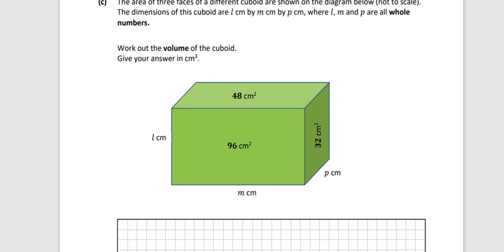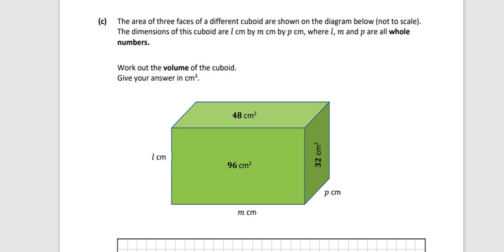Right, the areas then of 3 faces of a different cuboid are shown on the diagram. The dimensions of this cuboid are L, M, and P, and they're all whole numbers. Work out the volume of the cuboid. To get the volume of a cuboid, we have to do the length multiplied by the width multiplied by the height. So that would be L multiplied by M multiplied by P here.